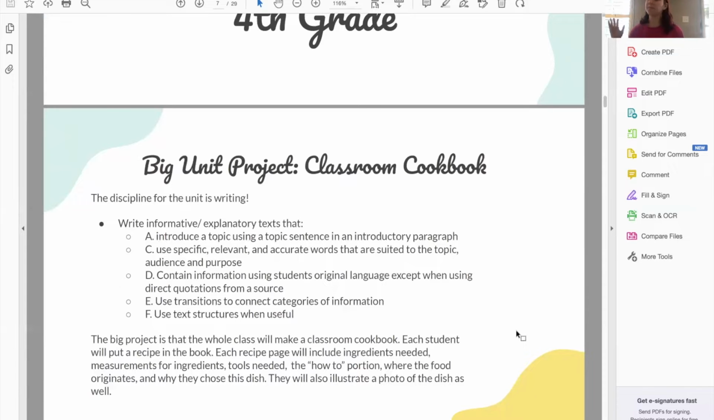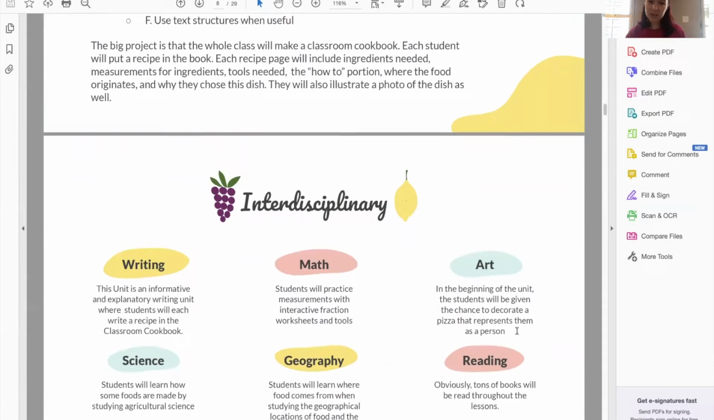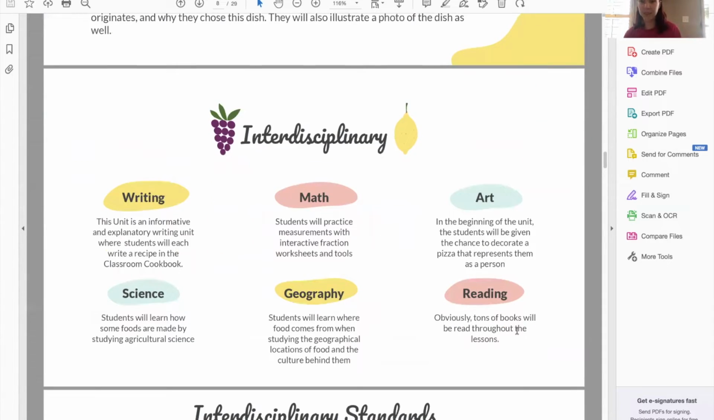So it's going to be pretty jam-packed, but I think it's basically what a normal cookbook has, maybe with a couple of added things that would involve more writing for our unit. Oh, and they would also illustrate a photo of their dish, so they get some drawing and art in this as well. I feel like this is a really fun interdisciplinary unit because we have our writing, which I've already explained, so I won't again.